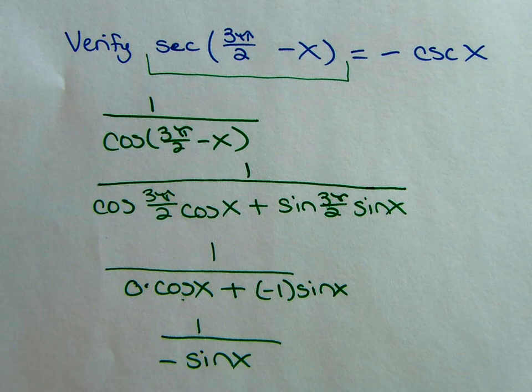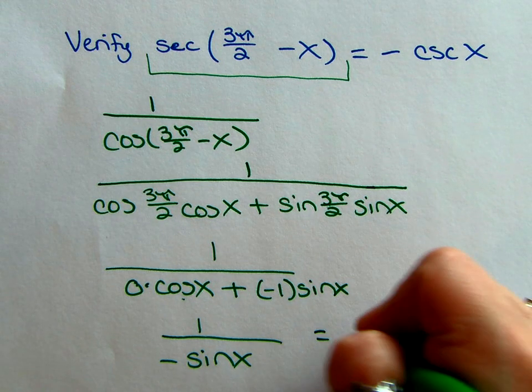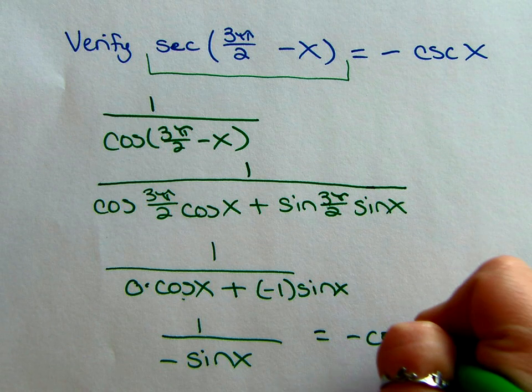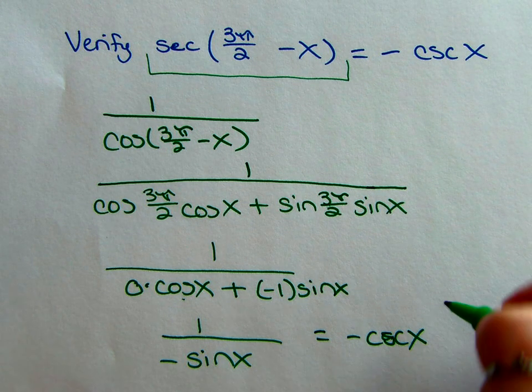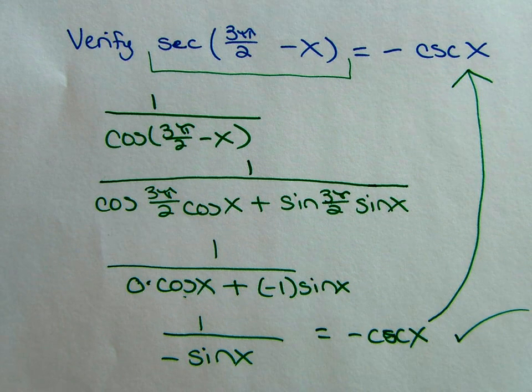But what do we know 1 over sine to be? Cosecant. And since we have the negative, that's fine. It just becomes negative cosecant of x, which was what we were trying to get to anyways. So we just verified that those are in fact equal. And we did that using our sum and differences of cosines.